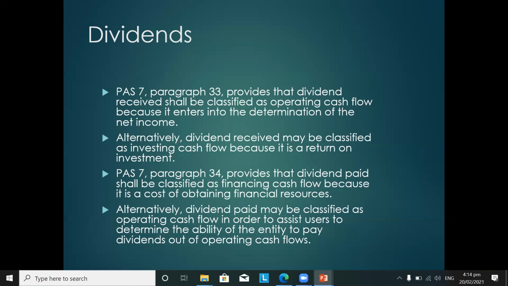Alternatively, yung dividend paid natin may be classified as operating cash flows. Why? Because it assists the users in determining the ability of the entity to pay dividends out of operating cash flows.